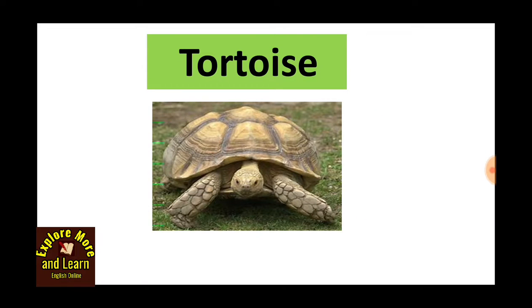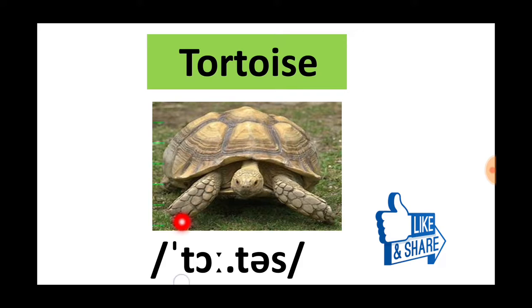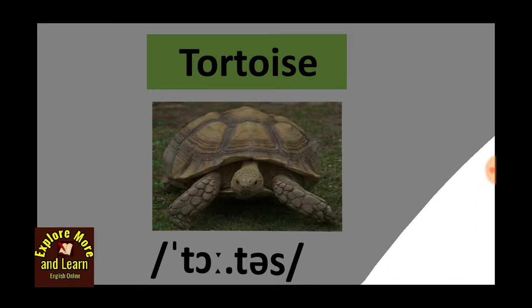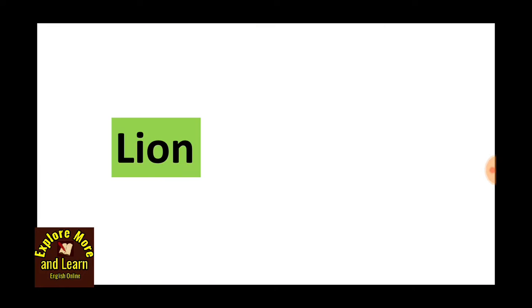Now, the next animal, how do you pronounce its name? It's a very quiet animal. Do you pronounce it like tortoise? If yes, then it's incorrect pronunciation. The correct pronunciation of this animal is tortoise. And you see the stress is on the first syllable. So it's tortoise, not tortoise. Okay? Now the next animal.